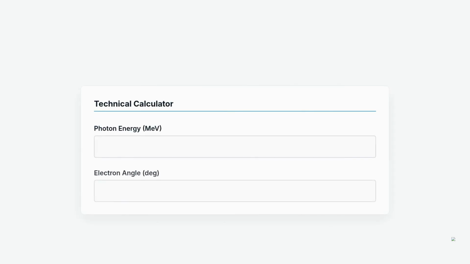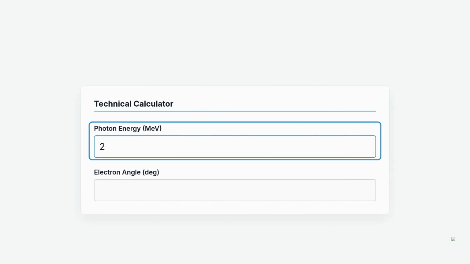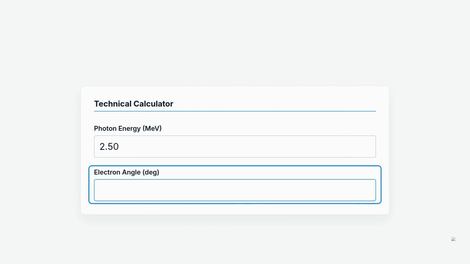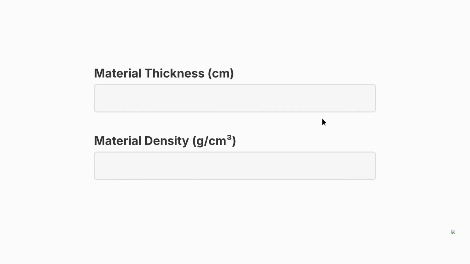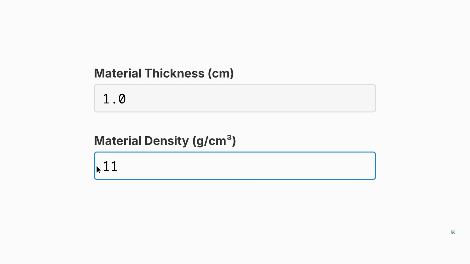Next, enter the photon energy in MeV. I'm using 2.50. The electron angle in degrees affects particle distribution. I'll enter 45. The atomic number Z represents the target material. I'm using 82 for lead. Finally, input the material thickness in centimeters. I'll use 1.0. And material density in grams per cubic centimeter, 11.34 for lead.